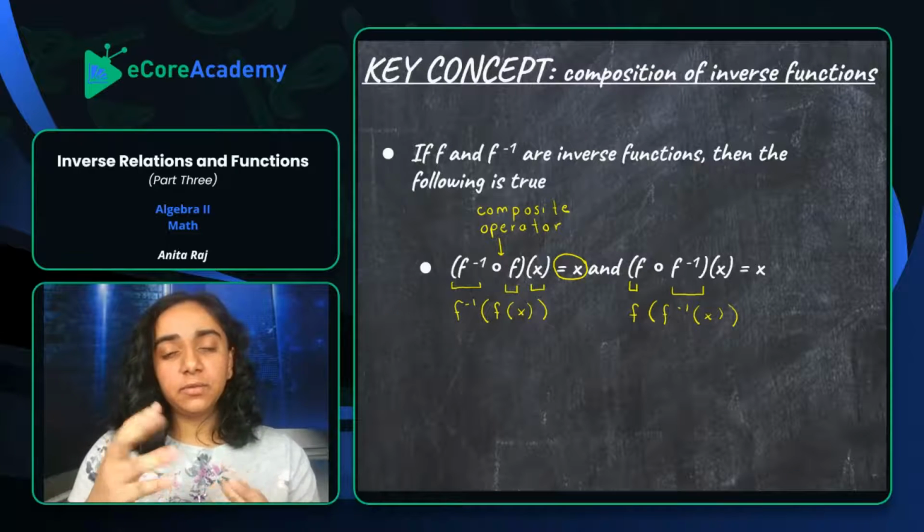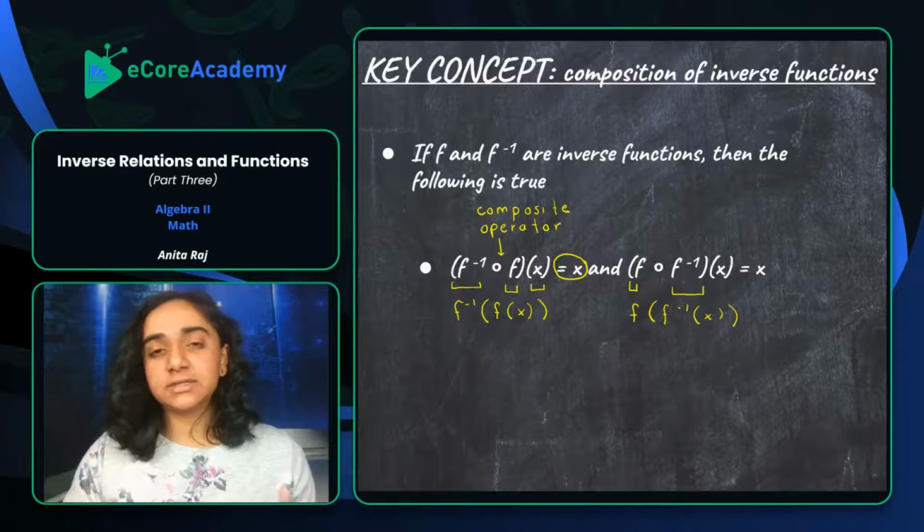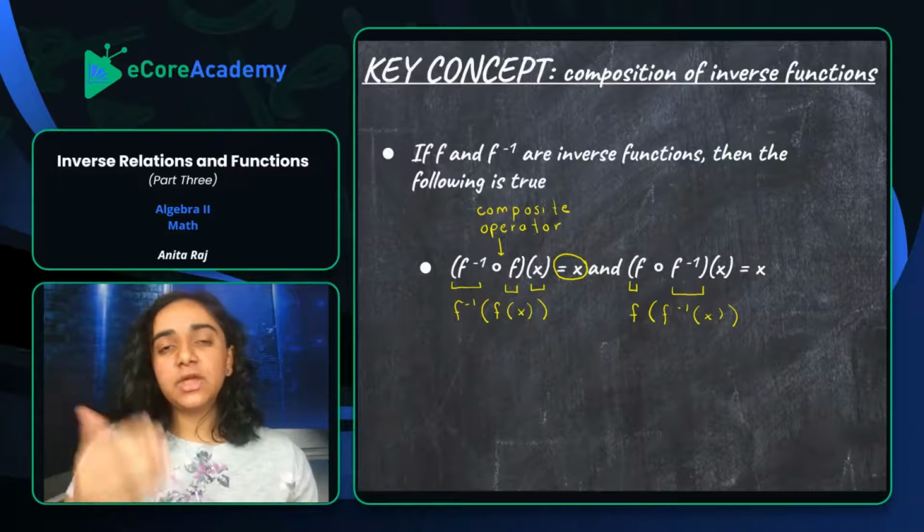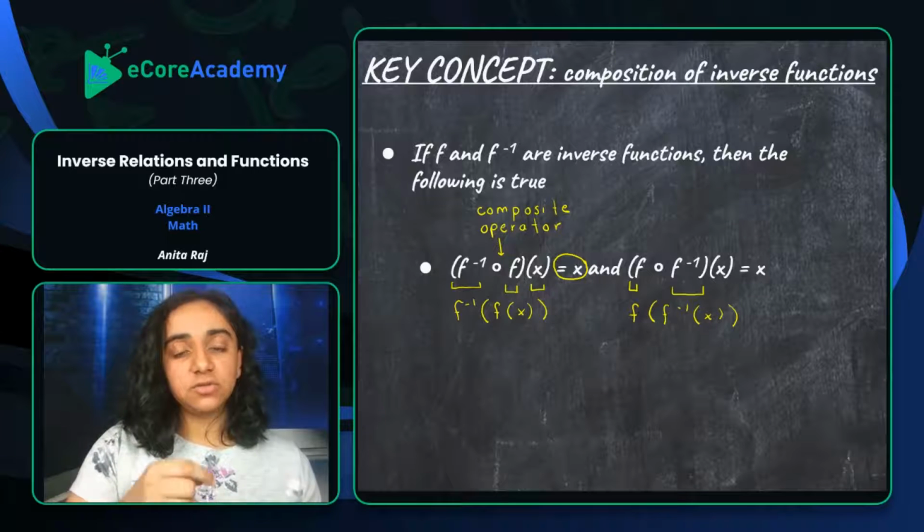However, whatever number we plug into f inverse, we're going to get some kind of output. So f inverse has some kind of effect on the input we put in. Then we're going to take that output and plug it into f of x.